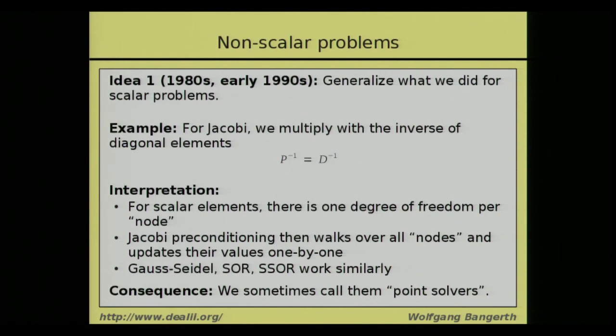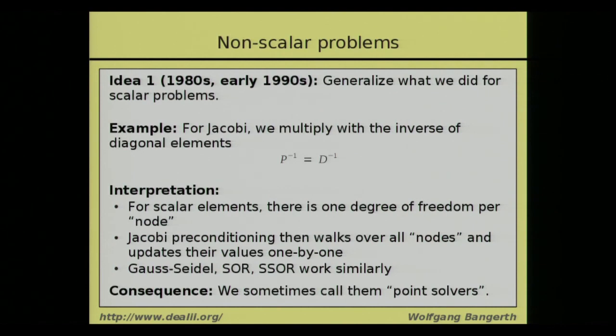So the Jacobi method, as I said, takes the preconditioner, P to the minus 1, equal to the inverse of the diagonal. And essentially what it does, if you think of the Laplace equation, for example, is that per node, for example, in the case of Q1 elements per vertex, there is 1 degree of freedom. Okay, so a node is the place where a degree of freedom is defined. For Q1, that's the vertices. For Q2, that's also the vertices and also the midpoints of the edges and faces and cells. Okay, so we have scalar elements, and there is 1 degree of freedom per node.